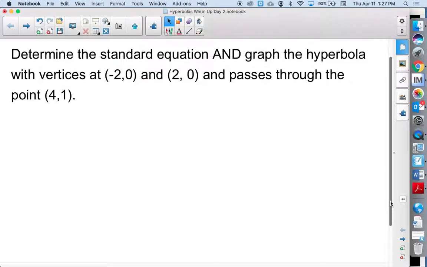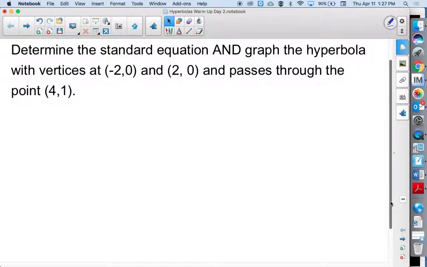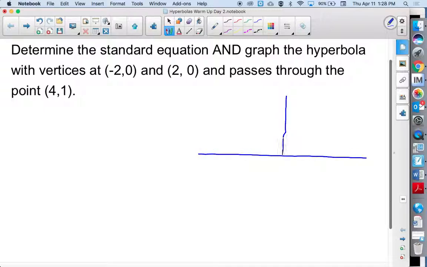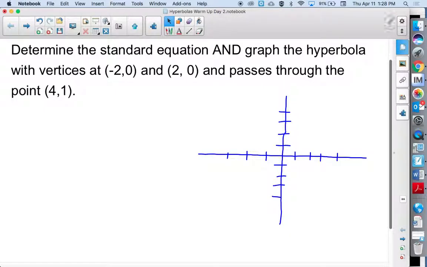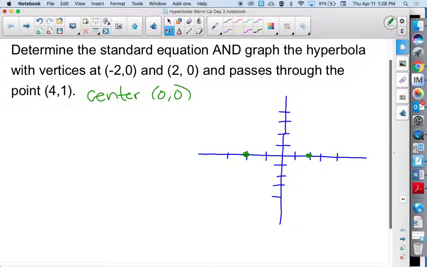All right, so we have vertices at (-2, 0) and (2, 0). Put a couple more tick marks on here since we have to graph it. Nick, what can you tell from having 2 vertices graphed? You can tell what the center is. Yeah, what's the center? (0, 0). So center at (0, 0) in the middle.